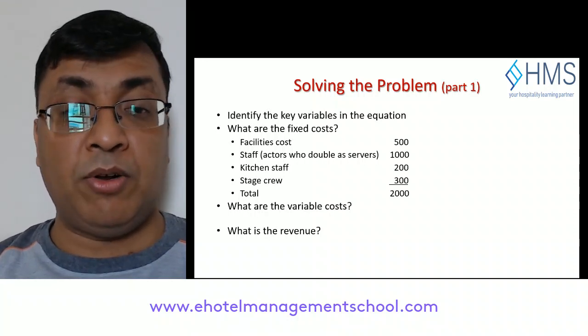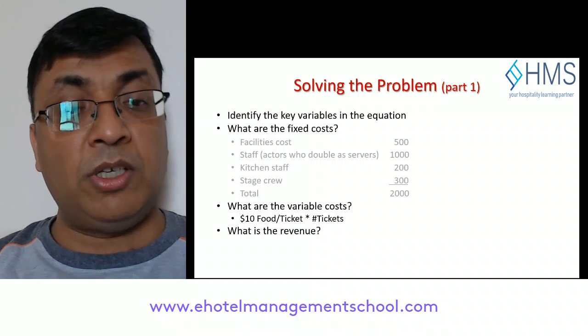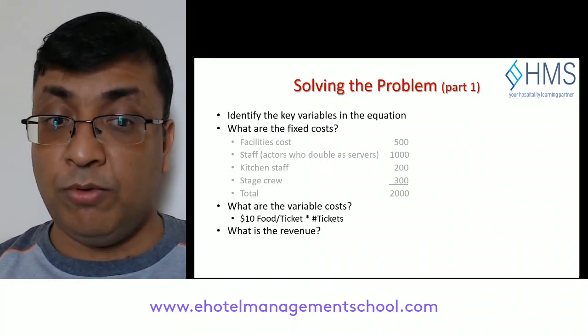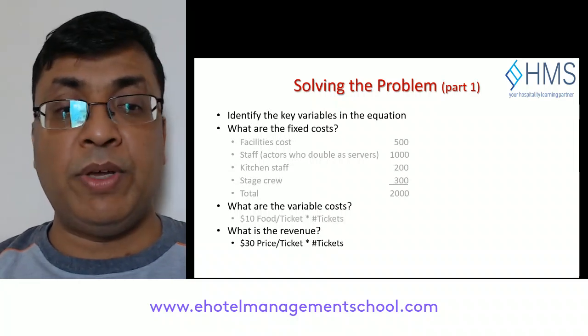Now what is the variable cost? The variable cost will be $10 per ticket, which we are assuming will be the food cost. What is the revenue? Revenue is $30 per ticket.